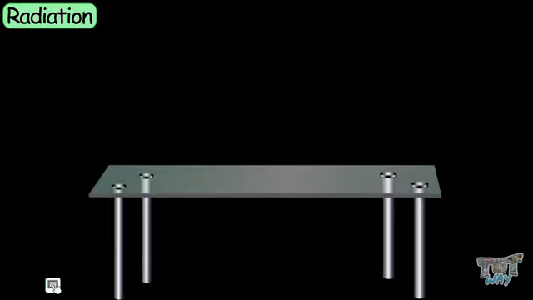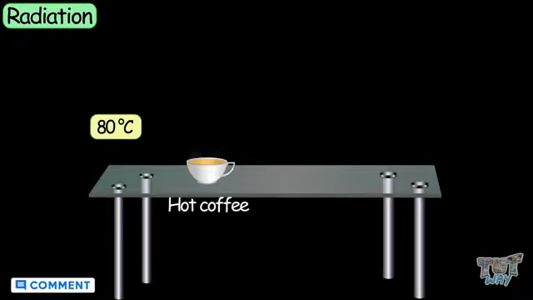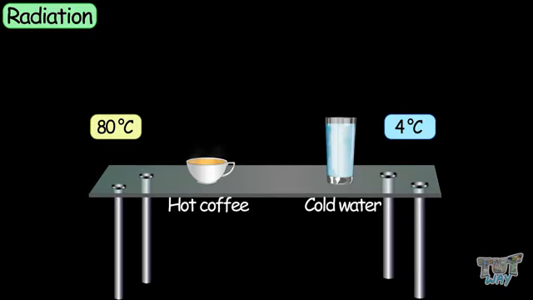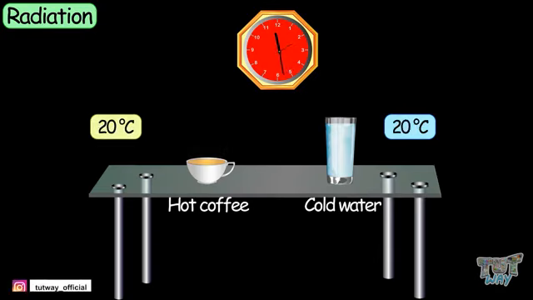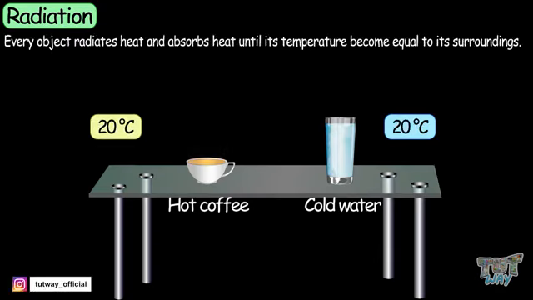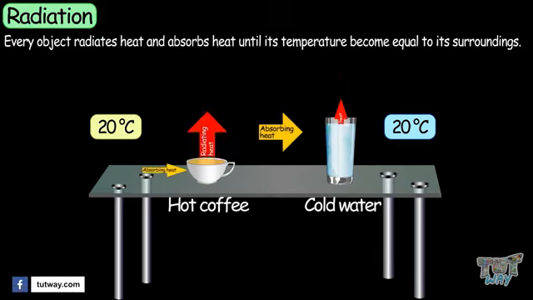So, in a nutshell, if you place a hot cup of coffee and a chilled glass of water on the same table, after some time you can check that both will have the same temperature. It is all due to the fact that every object radiates heat and absorbs heat until its temperature becomes equal to its surroundings.